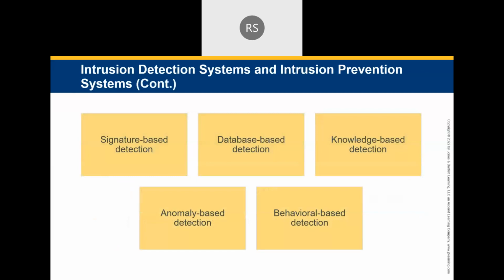So a signature-based detection relies on predefined signatures or patterns of known threats. So it compares the network traffic or system activities against a database of signatures to identify those matches. The database detection uses a database of known vulnerabilities or attack methods to identify and block potential threats. Now, what this does, it targets specific weaknesses that are categorized in the database.